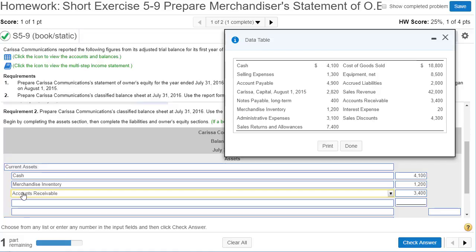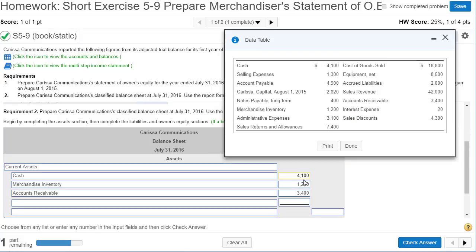Traditionally, AR would be listed second, but my accounting lab does not enforce the order. They're just happy if you get current assets in the current asset section. Do we have any other current assets? That's an expense, and sales discount is a contra revenue. So we're going to add these up, leave this line blank since there are no more. 4,100 plus 1,200 plus 3,400 gives us $8,700 of current assets.